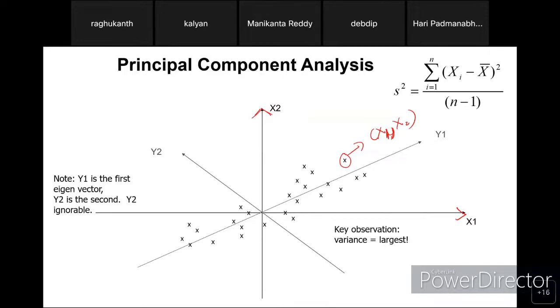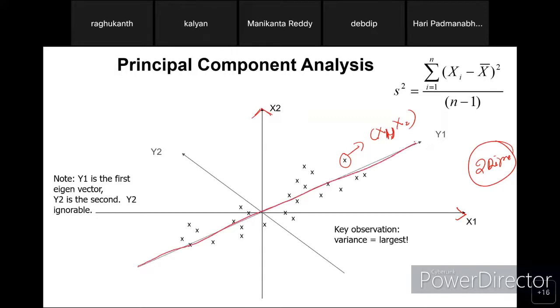One is x1, other one is x2. So the original data is 2 dimensions. So what we try to do is find the eigenvalue and eigenvector of this covariance matrix, and you can easily find them from the data. Then you rotate, and you find the eigenvectors. So these are the eigenvectors actually.